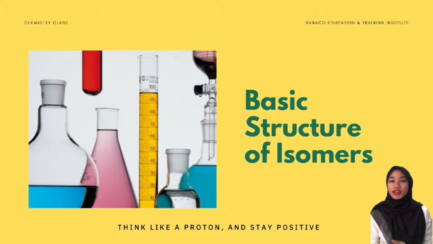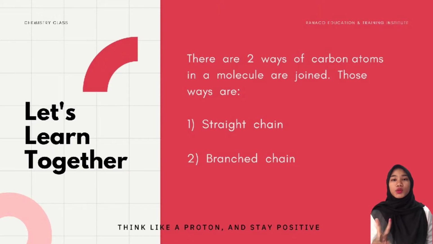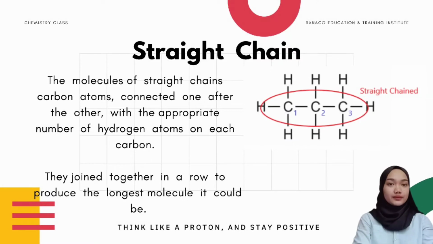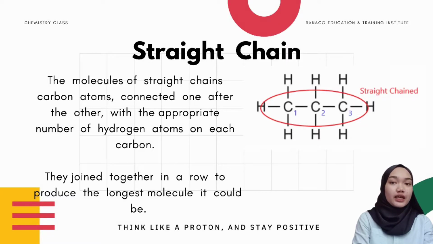Now I'm going to tell about the basic structure of isomers. There are two ways carbon atoms in a molecule are joined. Those ways are straight chain and branch chain. Now, let me tell you about straight chain. The molecules of straight chain have carbon atoms connected one after the other with an appropriate number of hydrogen atoms on each carbon. They join together in a row to produce the longest molecule it could be.